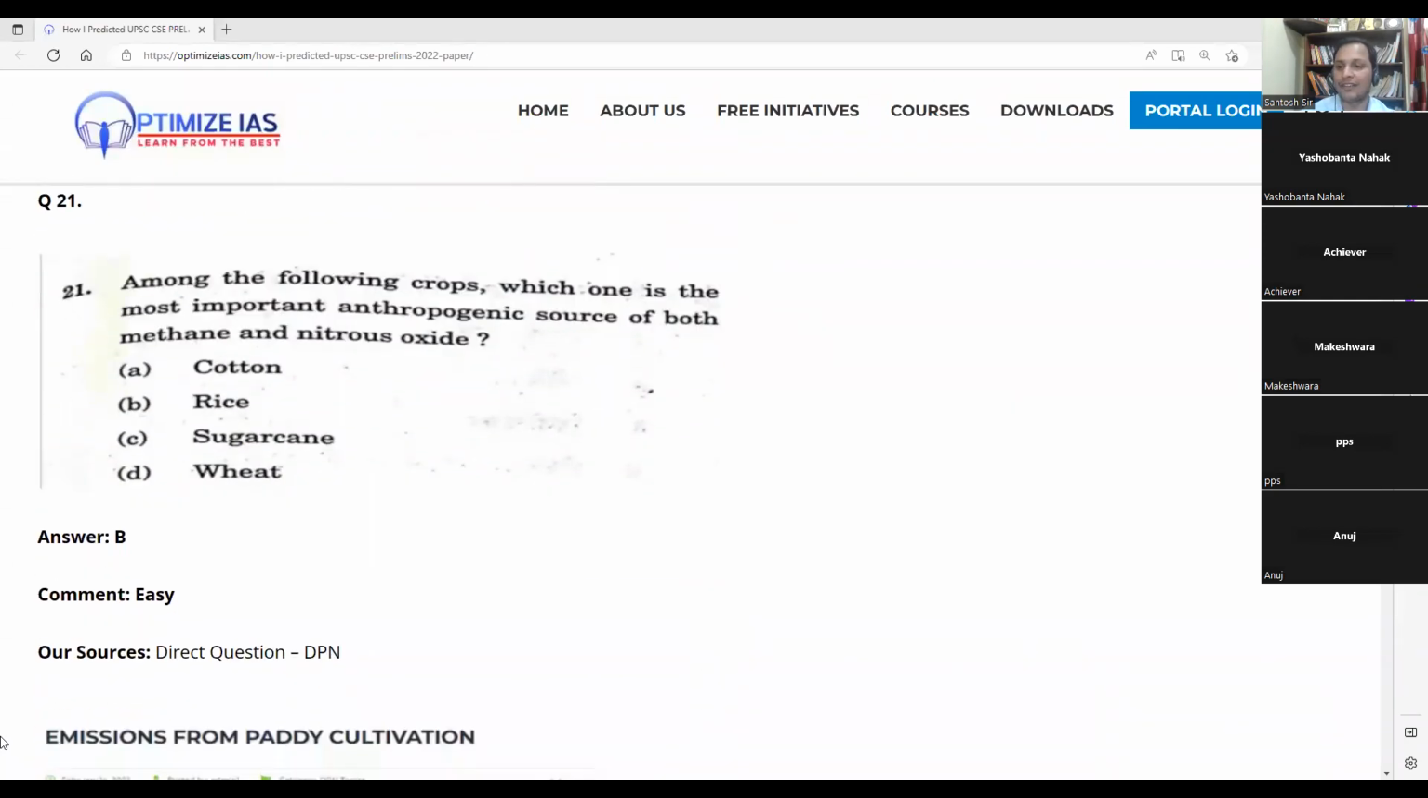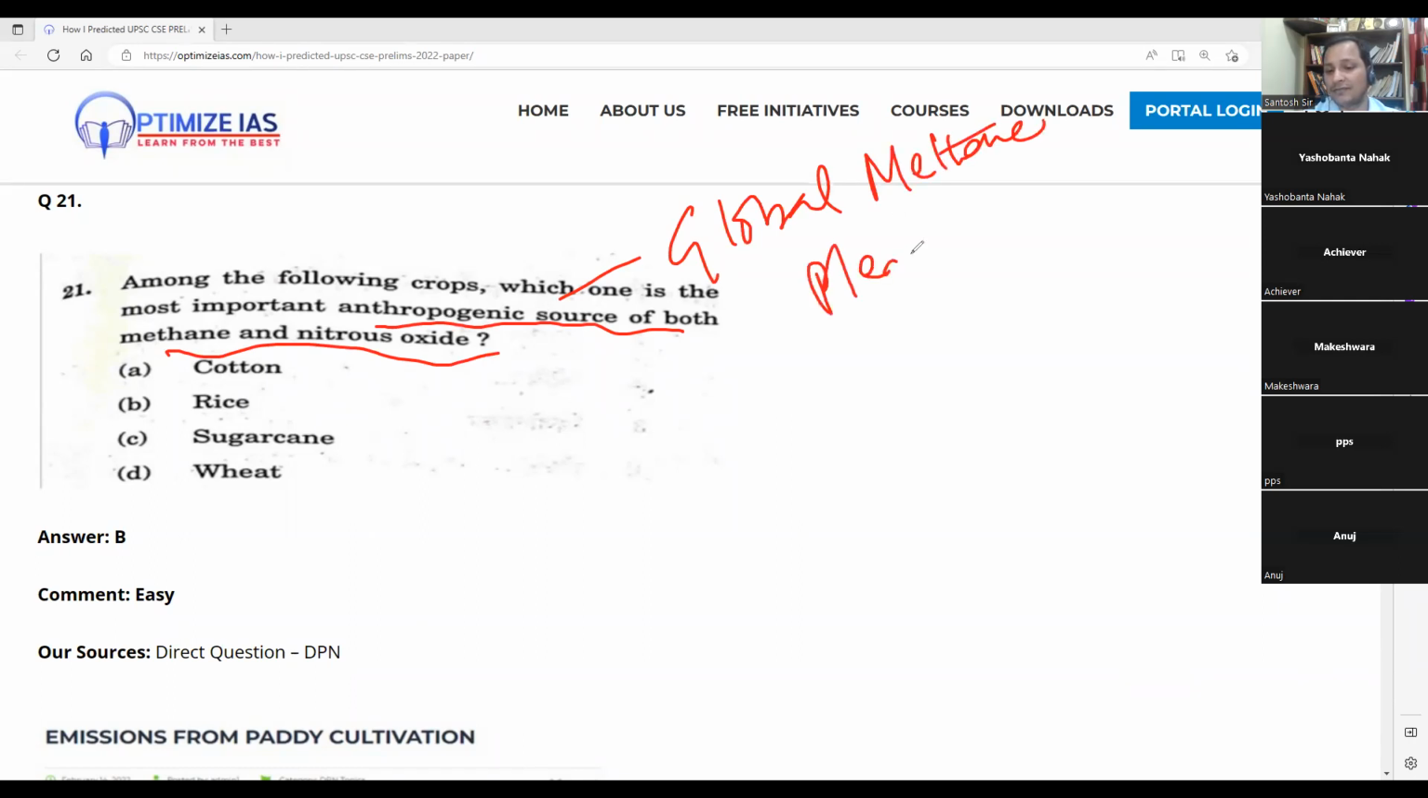Now let us start with the next batch, 21 batch. Among the following crops, which one is an anthropogenic source of methane, guys? Last year there was the Global Methane Pledge. Was it in the news or not? COP26. There was one initiative taken by a few countries, the Global Methane Pledge. India did not agree.